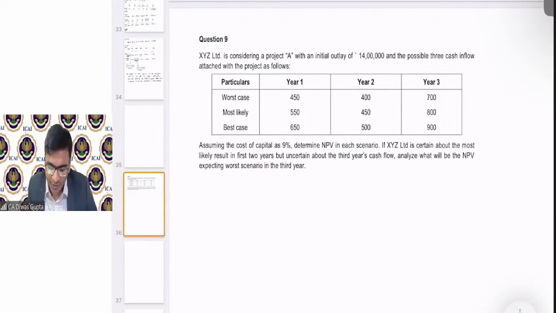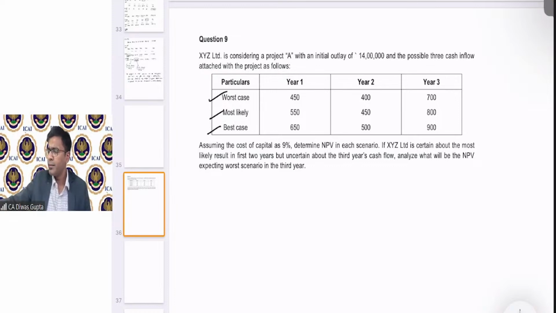Yes, question number 9. XYZ Limited is considering a project A with an initial outlay of rupees 14 lakhs. And the possible three cash inflows attached with the project are as follows. So year 1, year 2, year 3, they have given the worst case, most likely, and best case. Now they're asking, assuming the cost of capital as 9%, determine the NPV in each scenario. So how many different scenarios are there? Three different scenarios are there. Worst case, most likely, and best case. Correct. So they are saying you first calculate the NPV in each different scenario, which is doable.